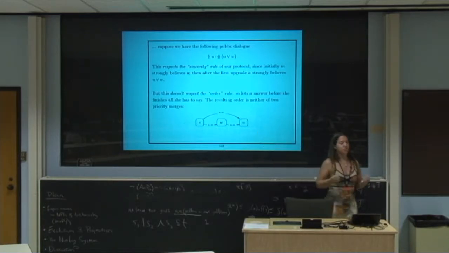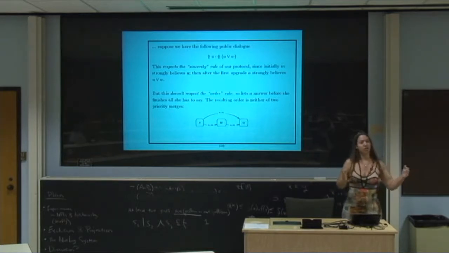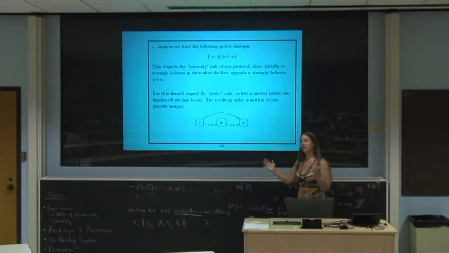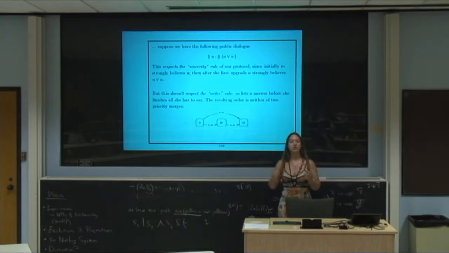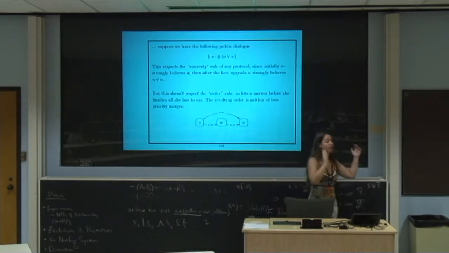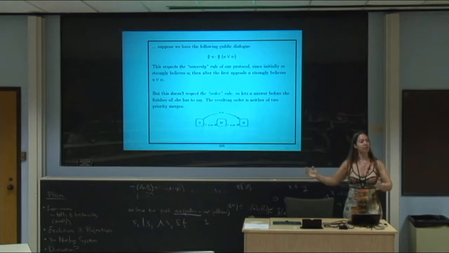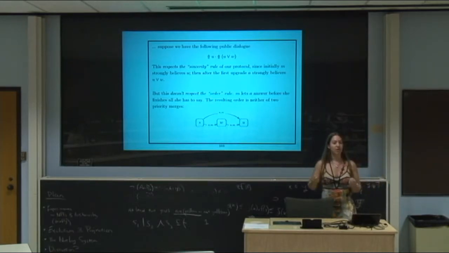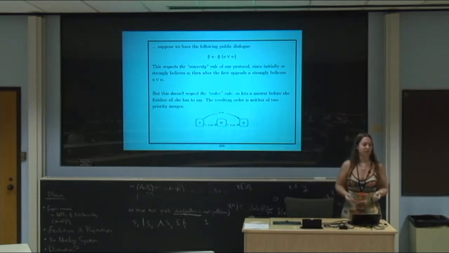So here you see that it's really important for the protocol to work, that if we're merging the soft information, that the agents do not interrupt each other. Otherwise, the one who has the priority in the hierarchy will not be able to persuade the other one to realize the specific result that they have in mind.